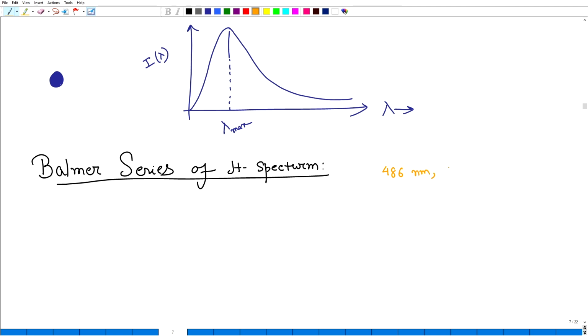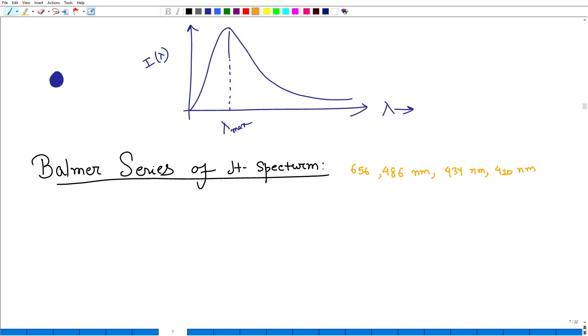486 nanometer, 434 nanometer and 410 nanometer, it is not a dot, it is 410, and 656 nanometer. The 4 lines in the visible range, Balmer noticed that there are 4 lines. Balmer did this in 1884, so it is much before the Rutherford model. Rutherford gave his model around 1902 or 03, I can't remember properly, but almost 20 years later. So, this was where the lines are coming in the visible range.